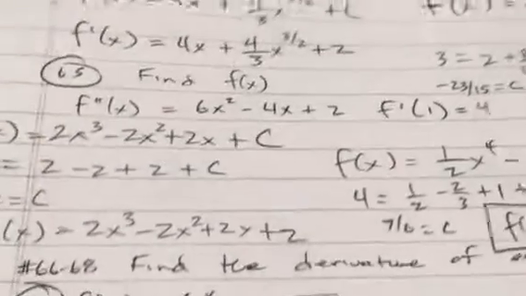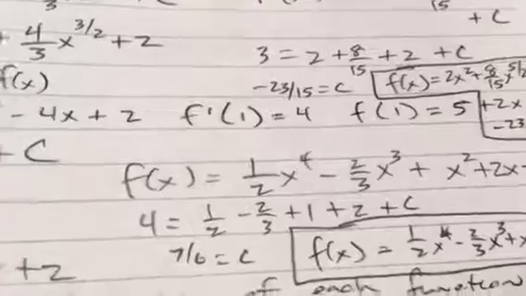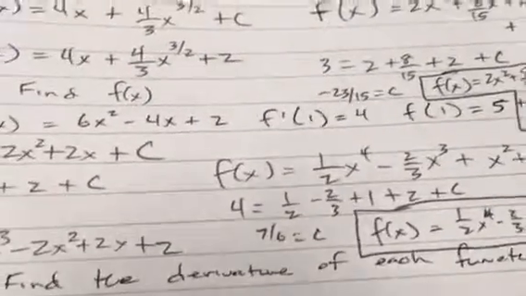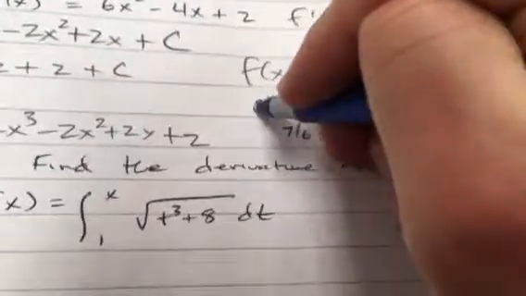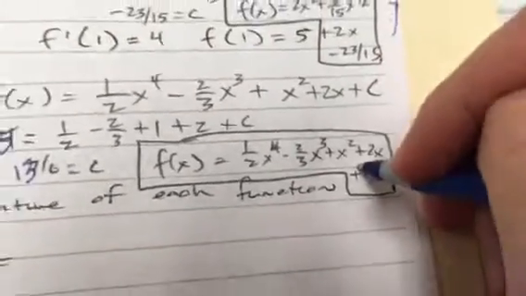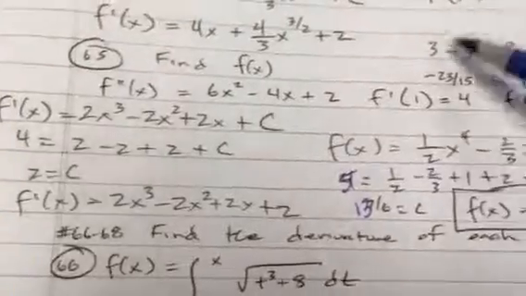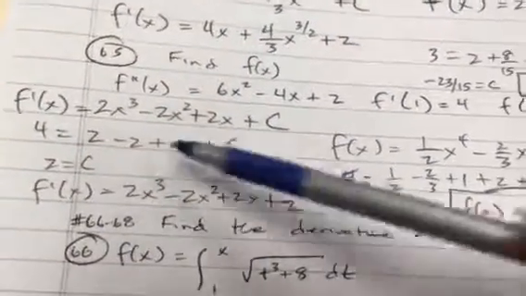All right, and then 65. You know that if f prime of 1, c is 4, so this one actually is 5. We made a few oopsies here the other day. All right. Anyway, f prime of 1 is 4, so plug 1 in for x, you get 4. C is 2. Take the antiderivative.